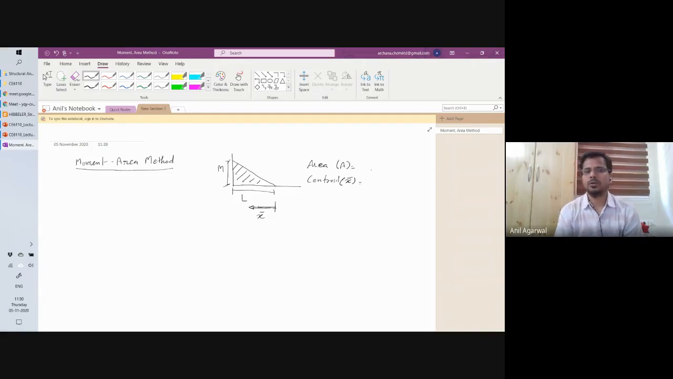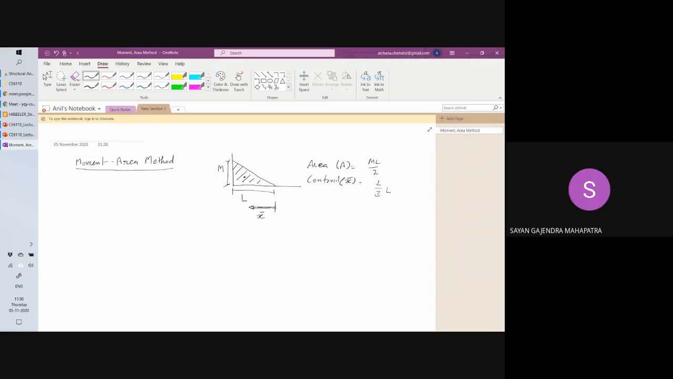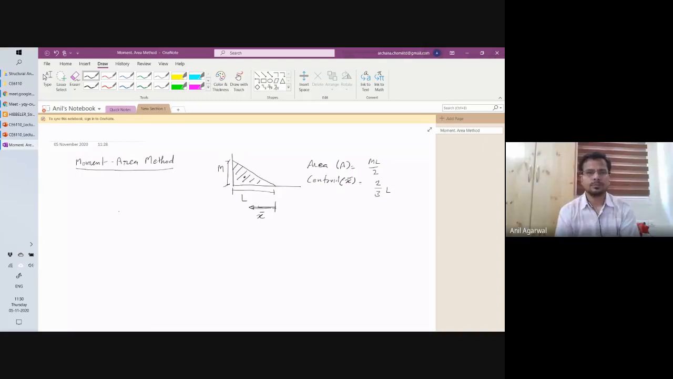So for a triangle, we all know the area is ML divided by 2, and the centroid location will be how much? How much will be the x bar value? 2/3 of L. Fine. Now that is for a triangle. Whenever we have a uniformly distributed load, we end up with a parabolic curve, right?